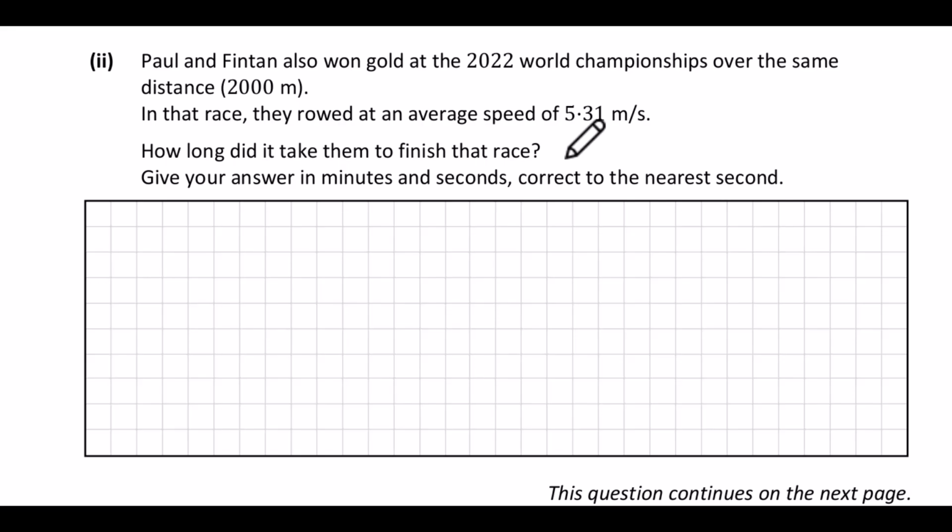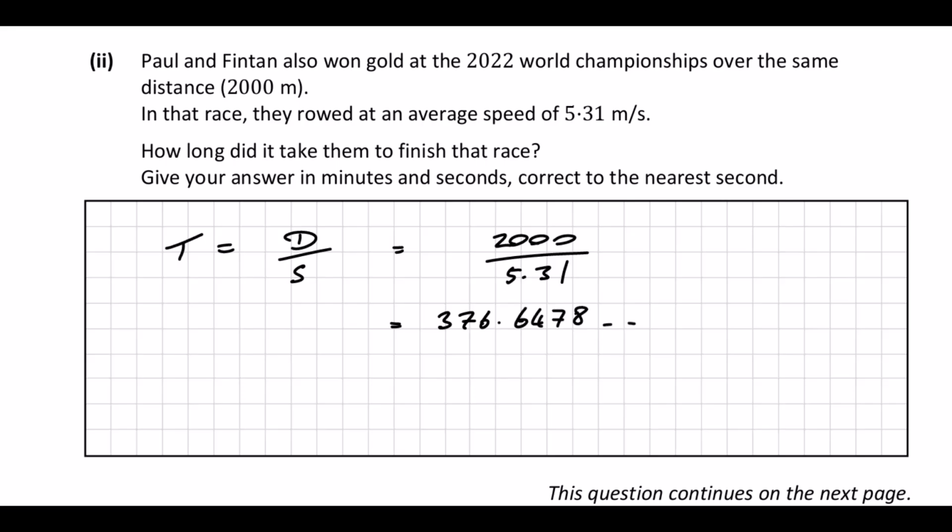So again, we can use that silly triangle, but this time we need to work out how long it took. So we need to work out time. In this case, time is distance divided by speed. The distance is 2,000 meters and the speed this time is 5.31 meters per second. When you divide 2,000 by 5.31, you should get 376.6478 and so on, and that is in seconds.